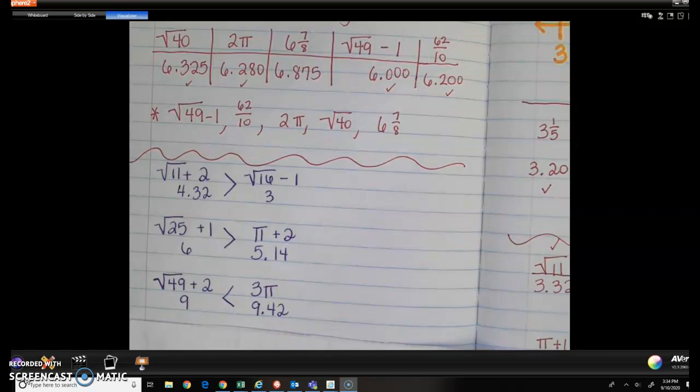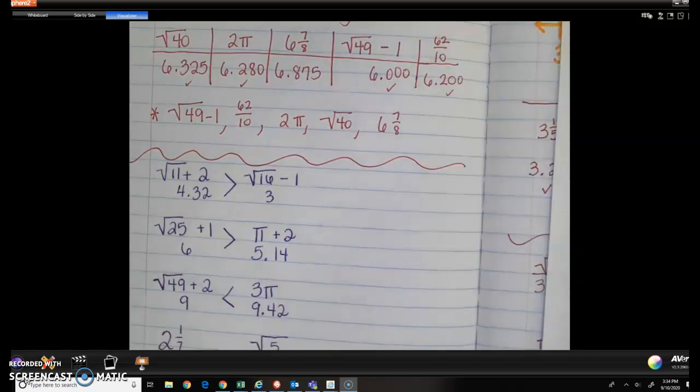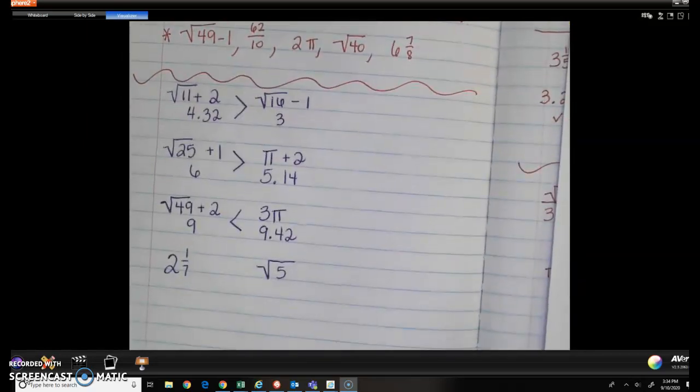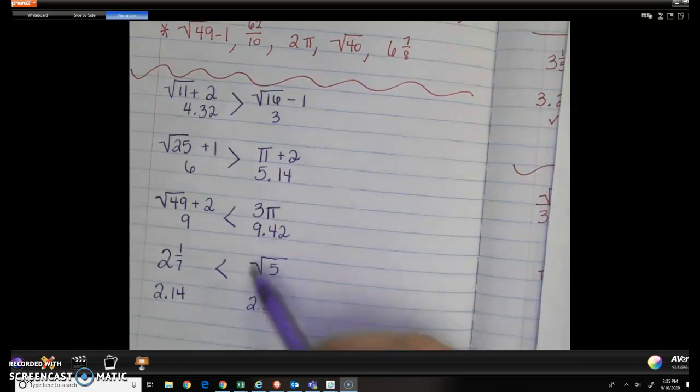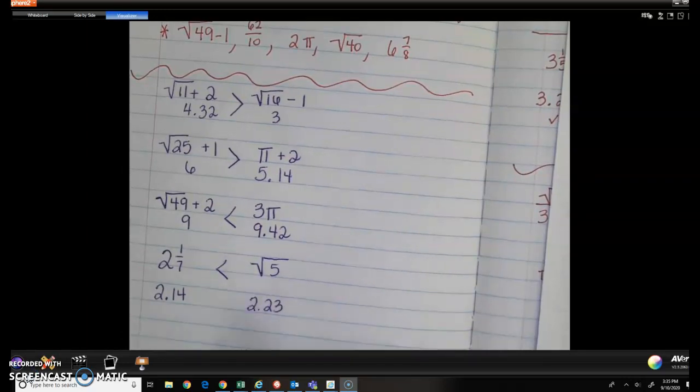One last one I want you to try by yourself. So write it down, and then I want you to pause and push play when you have an answer. Remember, it is important that you are doing these on your own as much as possible. Alright, 2 1/7 was 2.14. It's actually a lot longer than that, but I rounded to 2 decimal places. And then square root of 5 was 2.23, and I know it's a lot more than that, but we only needed 2 decimal spots. Square root of 5 is larger, so it goes to the bigger side.